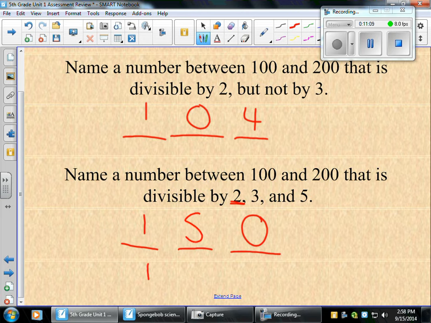1, 2, 0 would also work. 1 plus 2 plus 0 equals 3. 3 can go into that, so that would also be an answer. 180 would also be an answer that would work for this because 1 plus 8 plus 0 equals 9. 3 can go into 9.